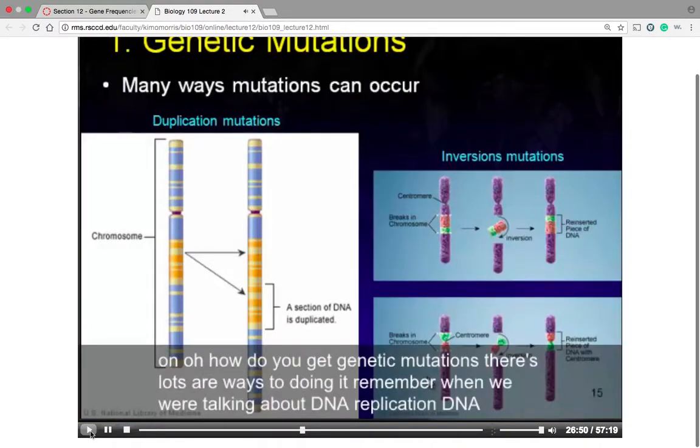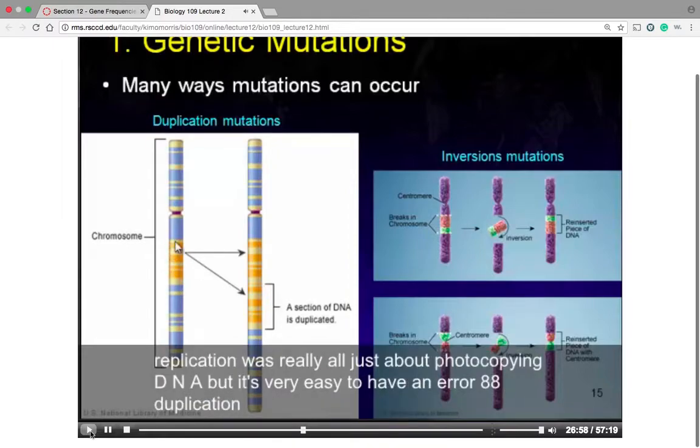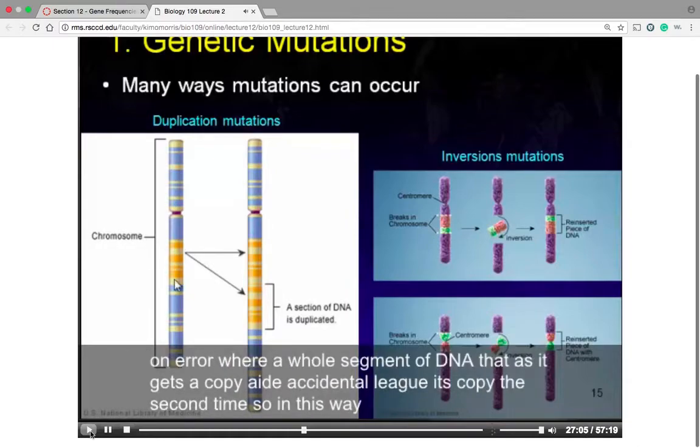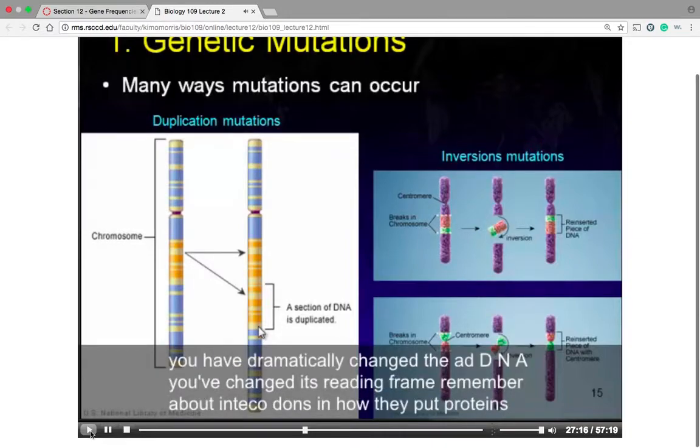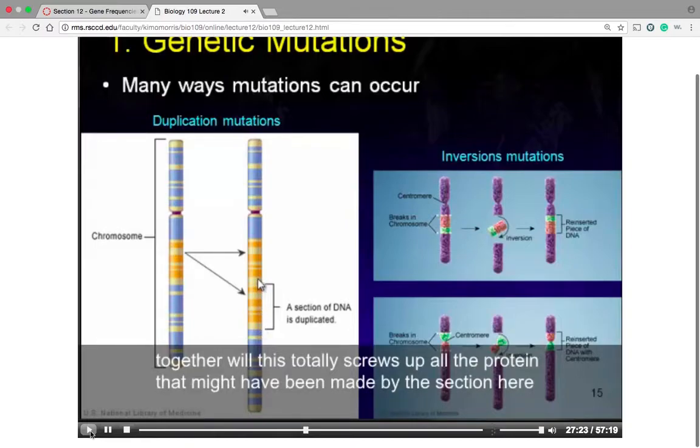Now, how do you get genetic mutations? There's lots of ways of doing it. Remember when we were talking about DNA replication? DNA replication was really all just about photocopying DNA, but it's very easy to have an error, a duplication error, where a whole segment of DNA accidentally gets copied a second time as it gets copied. So in this way, you have dramatically changed the DNA. You've changed its reading frame. Remember about anticodons and how they put proteins together? Well, this totally screws up the protein that might have been made by this section here.